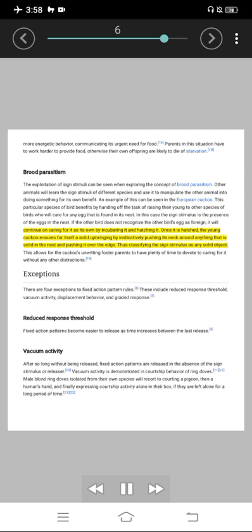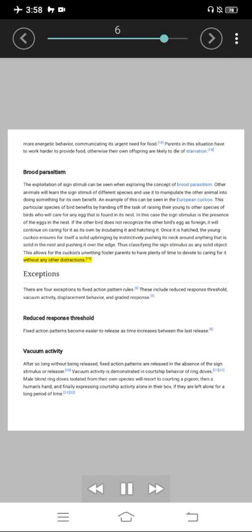Once it is hatched, the young cuckoo ensures for itself a solid upbringing by instinctively pushing its neck around anything that is solid in the nest and pushing it over the edge, thus classifying the sign stimulus as any solid object. This allows for the cuckoo's unwitting foster parents to have plenty of time to devote to caring for it without any other distractions.